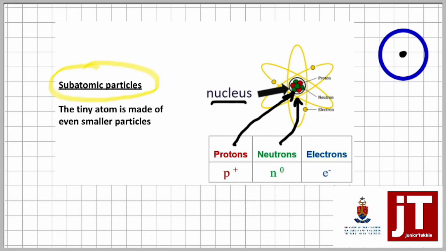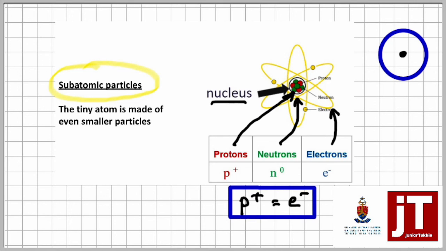And lastly, on the outside of the atom, filling up most of the space around the nucleus, are the electrons. Now the electrons carry a negative charge. Now the reason that the whole atom is neutral is that the number of protons is equal to the number of electrons. If the number of protons and the number of electrons are the same, then the 2 charges, the positive charge and the negative charge, cancel each other out, leaving us with a neutral atom.